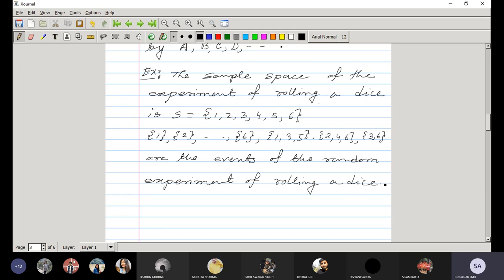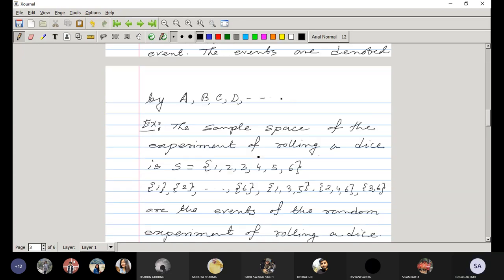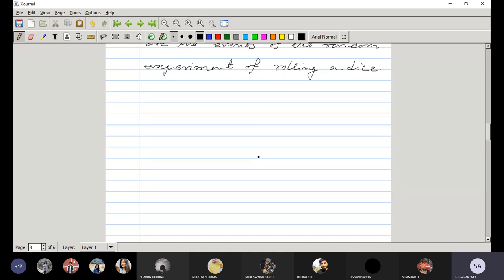Now see, each of these sets is a subset of capital S. This is a subset of capital S, this is also a subset of capital S. So these are the events. After knowing the definition of events, now there are some classifications of events.